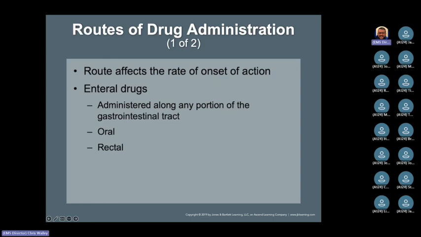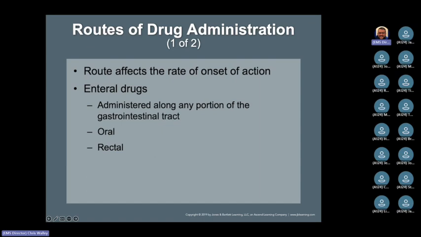All right, so routes, let's talk about this. The route of drug administration affects the rate of onset of action and the therapeutic response. Choosing the route of administration is crucial in determining the stability of a particular drug. Drugs are given for their local or systemic effects. Absorption is the process by which that medication travels through the body until it reaches the bloodstream. Some drugs are administered along any portion of the gastrointestinal tract.